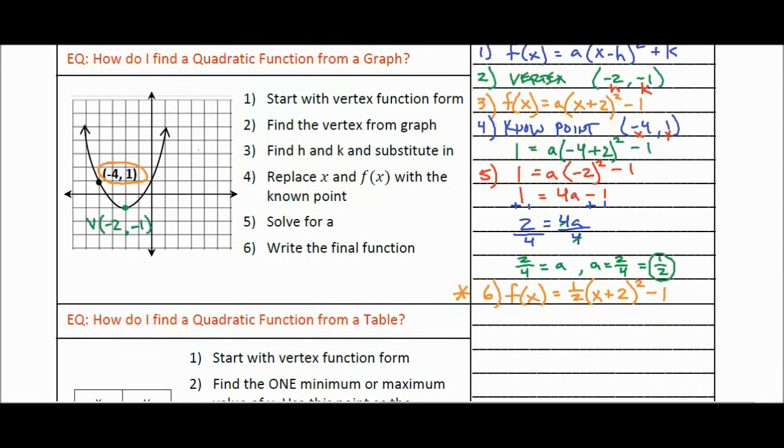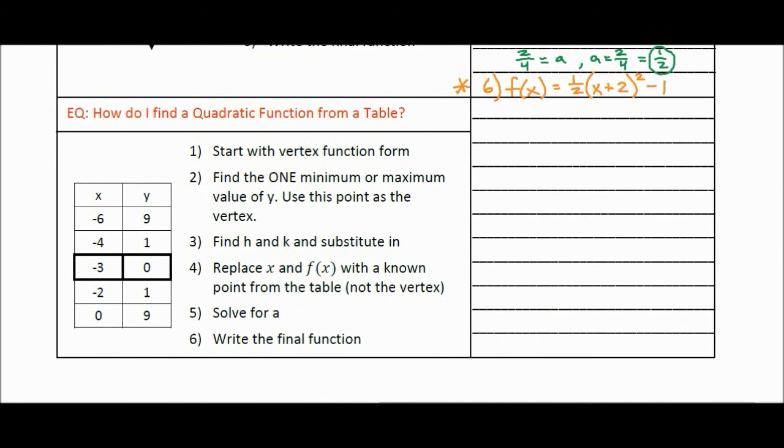For this video, the essential question is, how do I find a quadratic function from a table? So instead of having a graph, we just have a table of values. And I've written out the steps of how to solve this particular problem. So, step number 1, start with the vertex function form. So I'm going to write that out now. The vertex function form is f of x is equal to a times x minus h squared plus k.